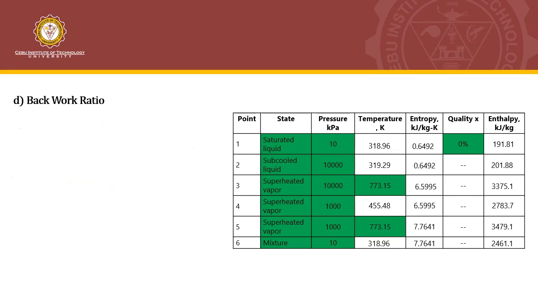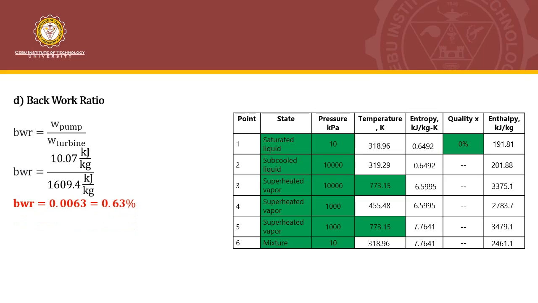Now we will proceed to the back work ratio. The back work ratio is just the ratio of the pump work input to the turbine work output. We already have those values from the previous results. So we just substitute and multiply by 100% so we can get the back work ratio in percent. For this problem, the back work ratio is 0.63%. It means that 0.63% of the work being produced by the turbine is being utilized by the pump.